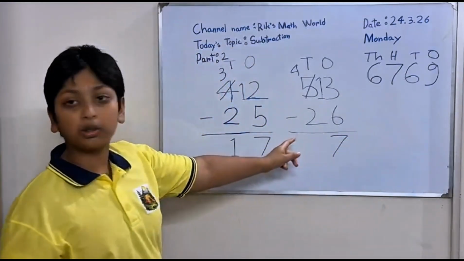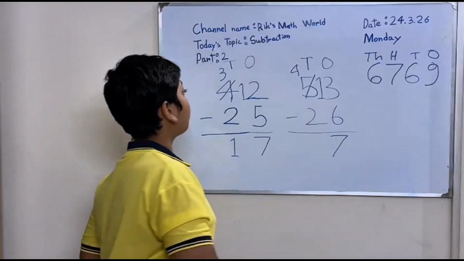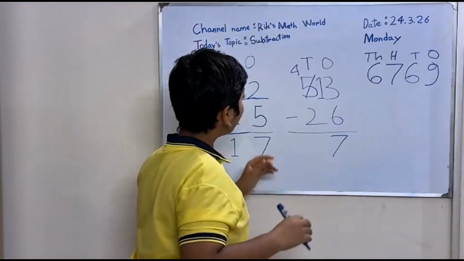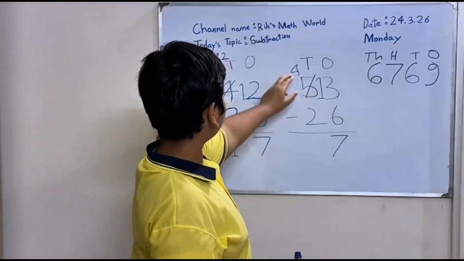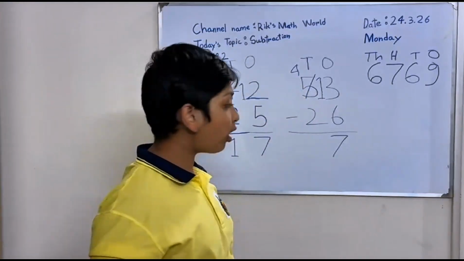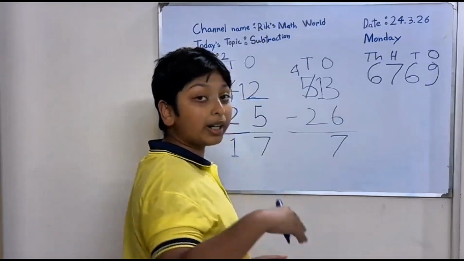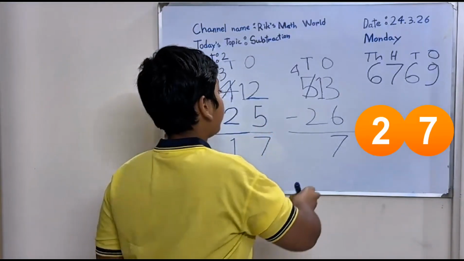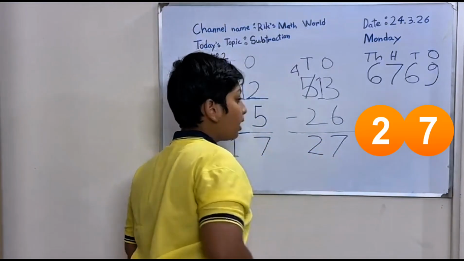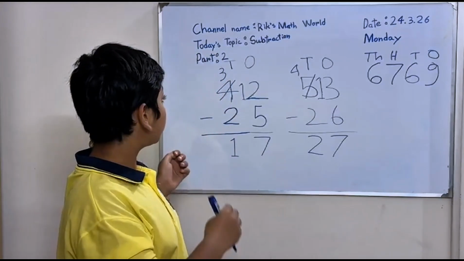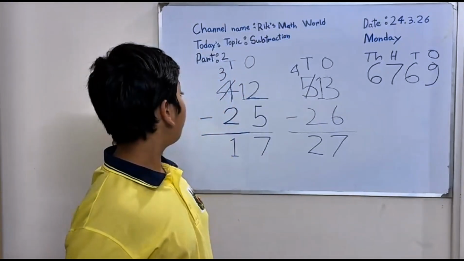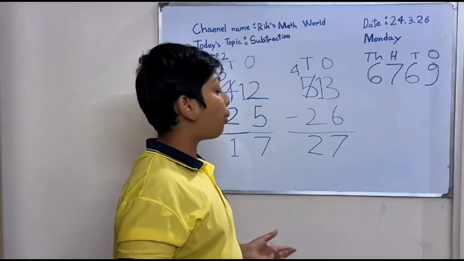Now we will move ahead to the tens place and let's see what we got. So here it is written 4 and it is written 2. So we can easily do it because the above number is bigger than the down number. So what is 4 minus 2? It is 2. So we solved both of the math problems which have a borrowing rule.